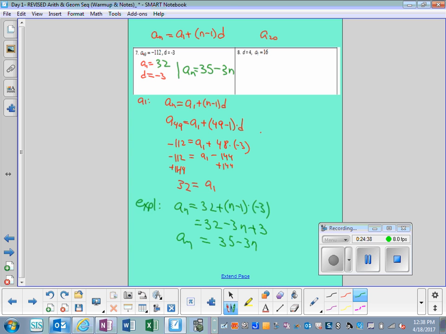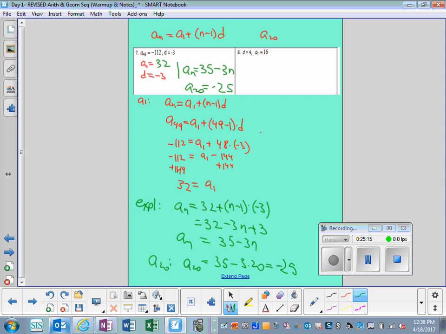Using this formula, we can find a20, right? So how do I find a20? Use my formula, and instead of n, I plug in 20. So a20 equals 35 minus 3 times 20, which I got is negative 25. So a20 equals negative 25.